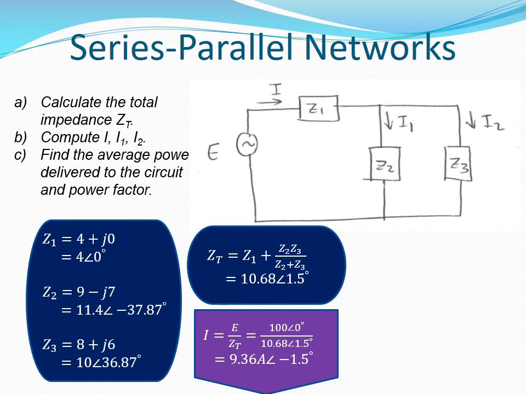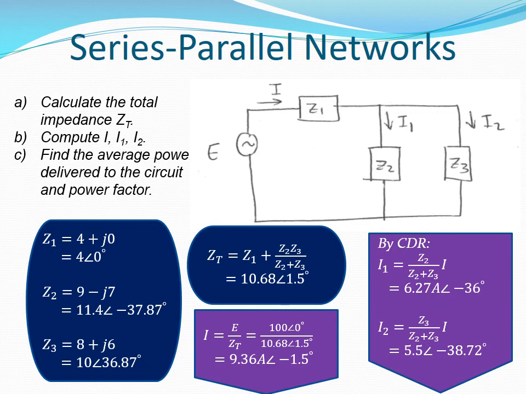I divides into I1 and I2. Therefore, I1 and I2 can be obtained using the current divider rule. The two currents work out as I1 6.27 amps at minus 36 degrees, I2 5.5 amps at minus 38.72 degrees.